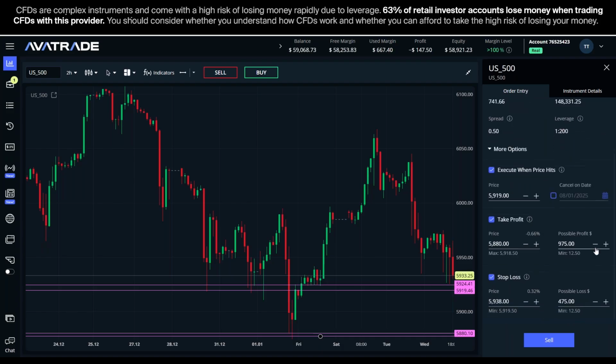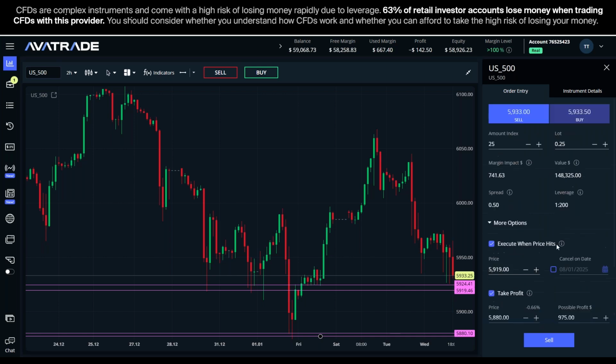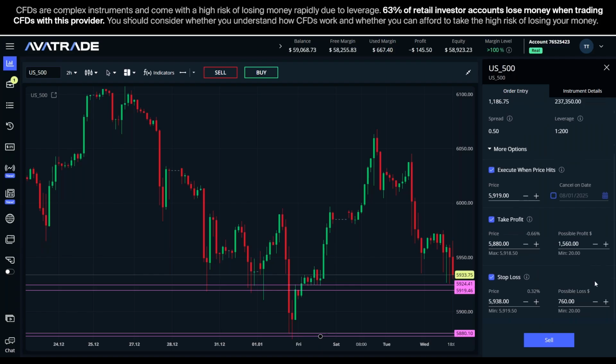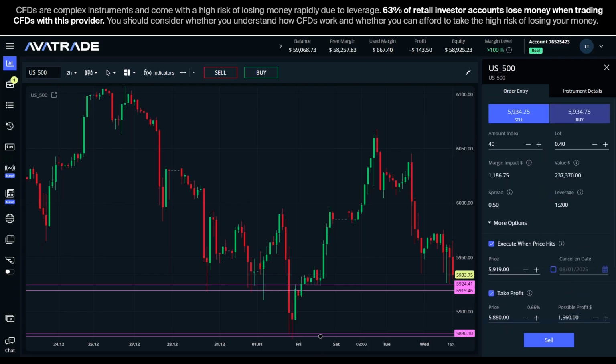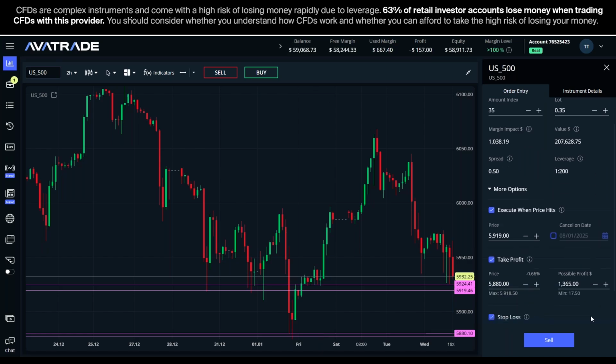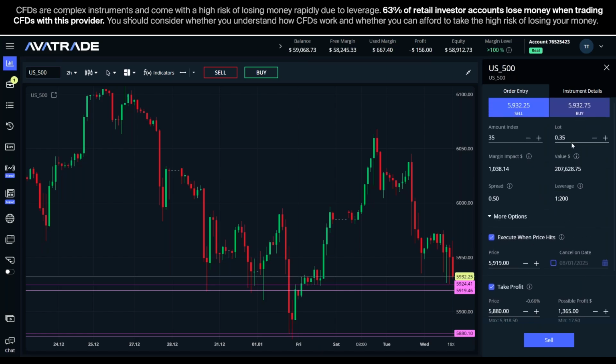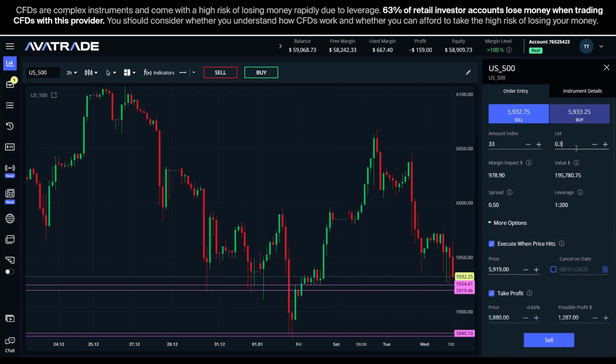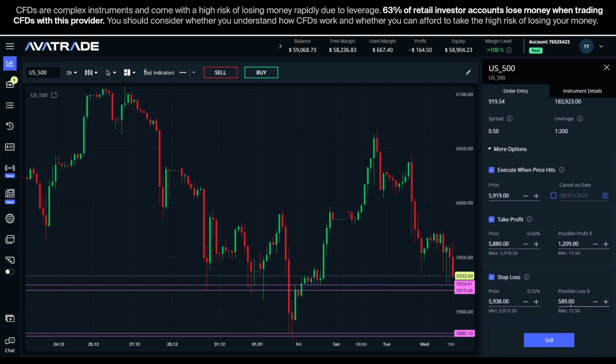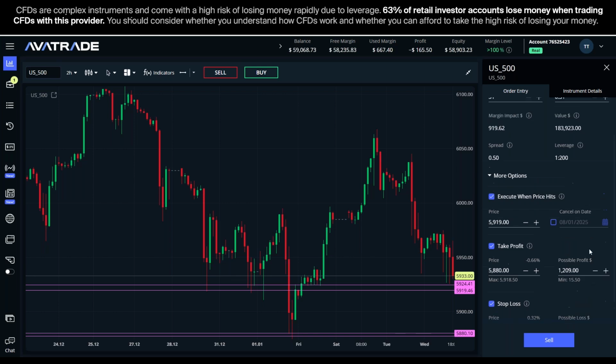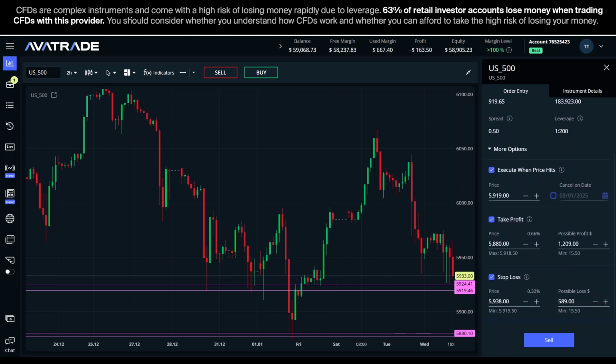So 0.25, I would be risking less than 1% to make more than 1%. So 0.4, I'm risking a little more than 1% to make 1560. 0.35, 1% being about 590. I'm looking at my balance, so 1% is about 590. So I'm just trying to cheat this trade size down until I'm risking the amount I'm comfortable with. And now I see I'm risking almost exactly 1% of my balance with a trade size of 0.31 to go after a little better than 2% profit.